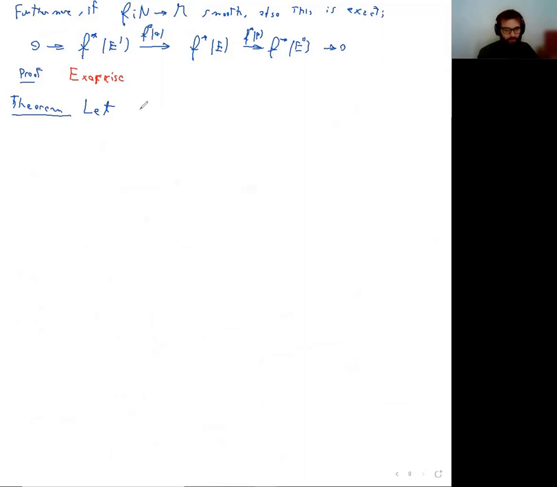So let's say that we have a short exact sequence. We know from the previous proposition that we can make new sequences, but what information can we get out of it? For instance, we get some information about the corresponding determinant bundles.